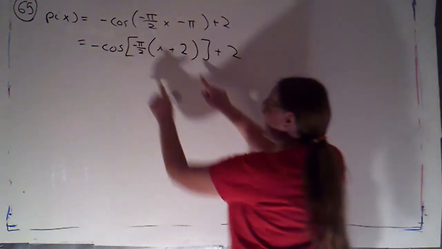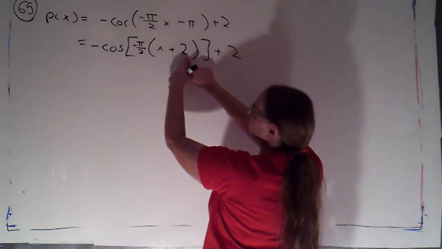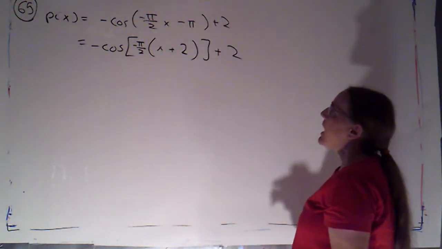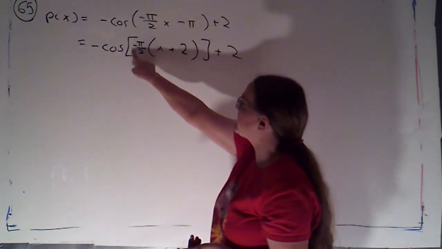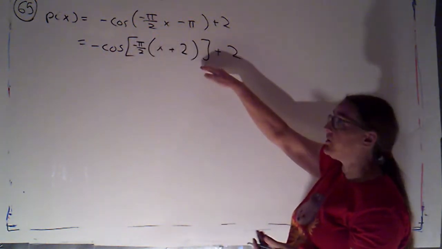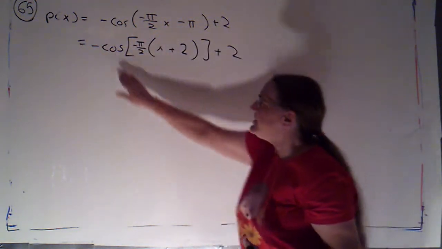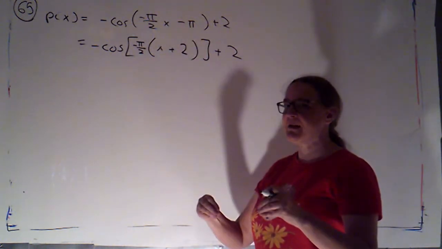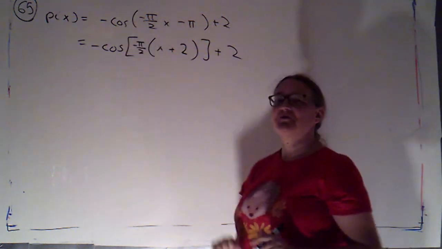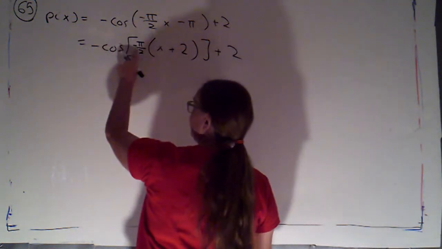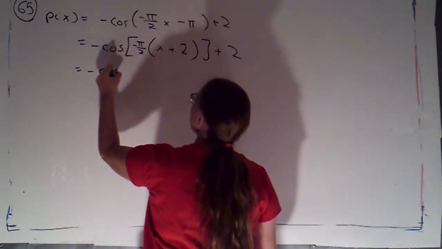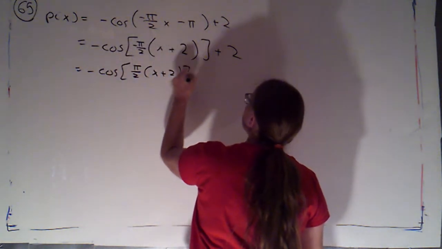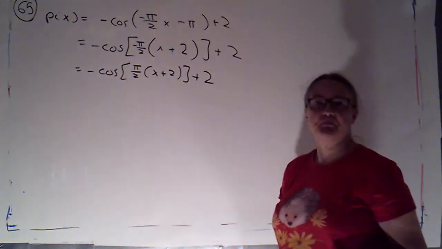Let's double check. If I distributed a negative pi over 2 to that 2, that would give me back my negative pi. All right, by doing this, now the negative sign applies to the entire input. Cosine is even. Opposite input, same output. So I get to ignore that negative sign. Not this one, but this one. So we get negative cosine of pi over 2 times x plus 2, plus 2.